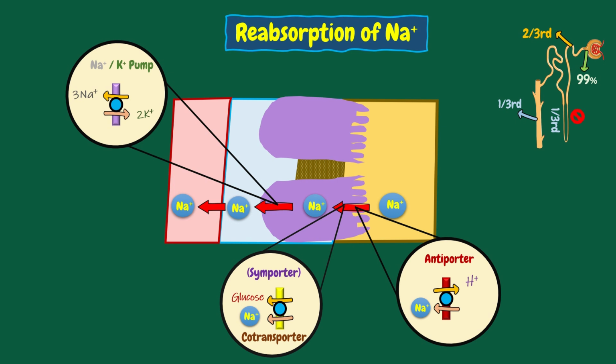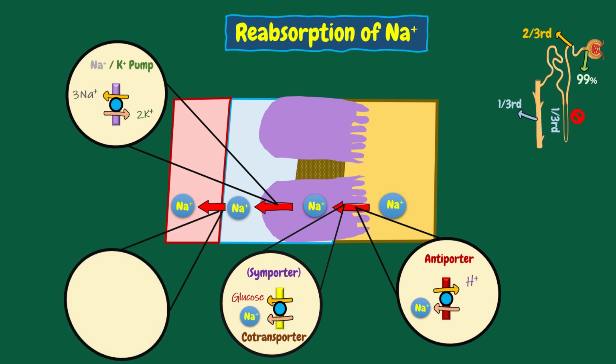Transport of sodium out of the tubular cell by the sodium-potassium pump decreases the sodium concentration within the cell. This develops an electrochemical gradient between the lumen and the tubular cell, resulting in diffusion of sodium into the cell. Now, how does transport of sodium from interstitial fluid to the blood occur?